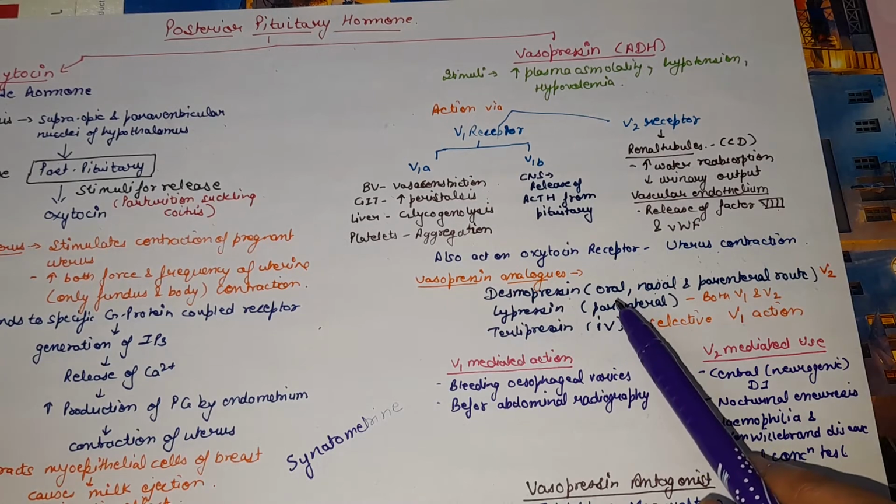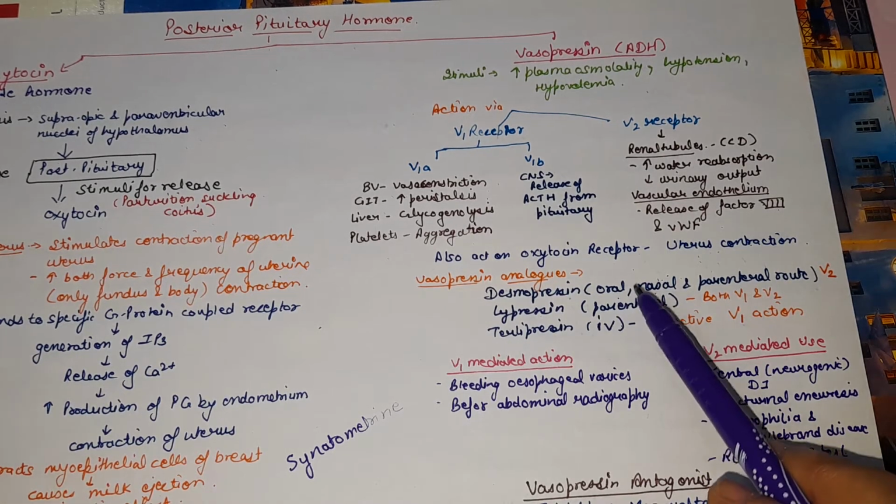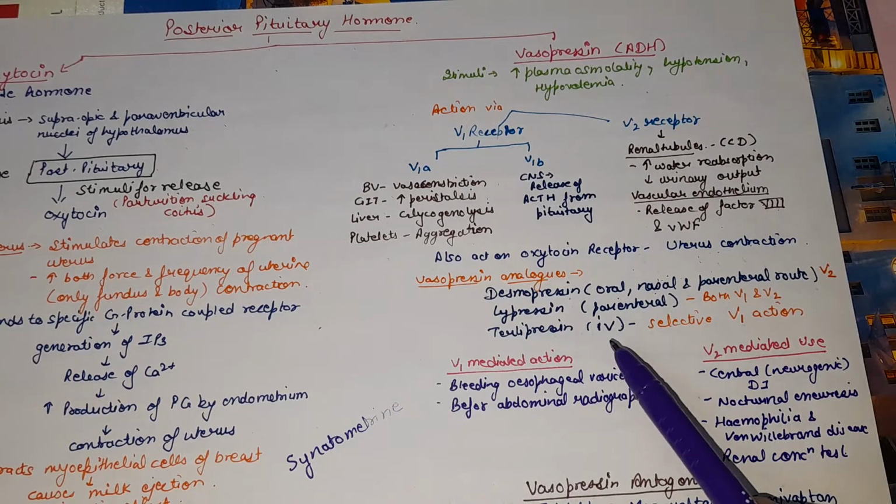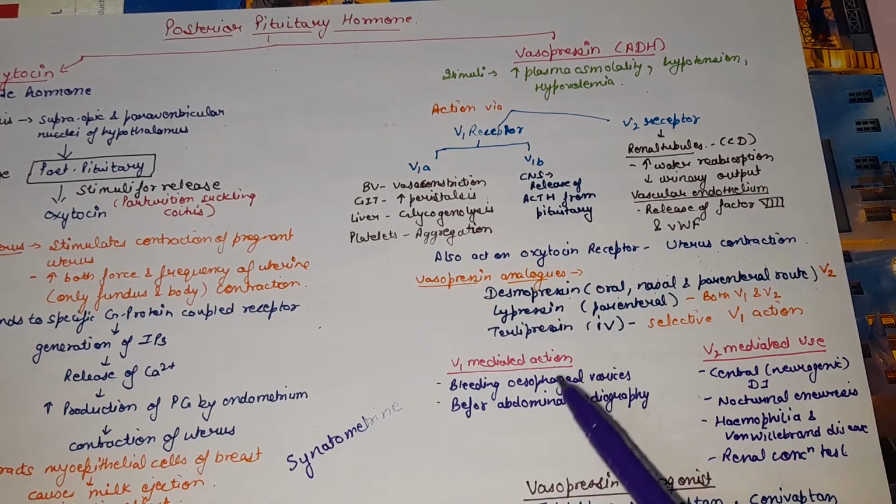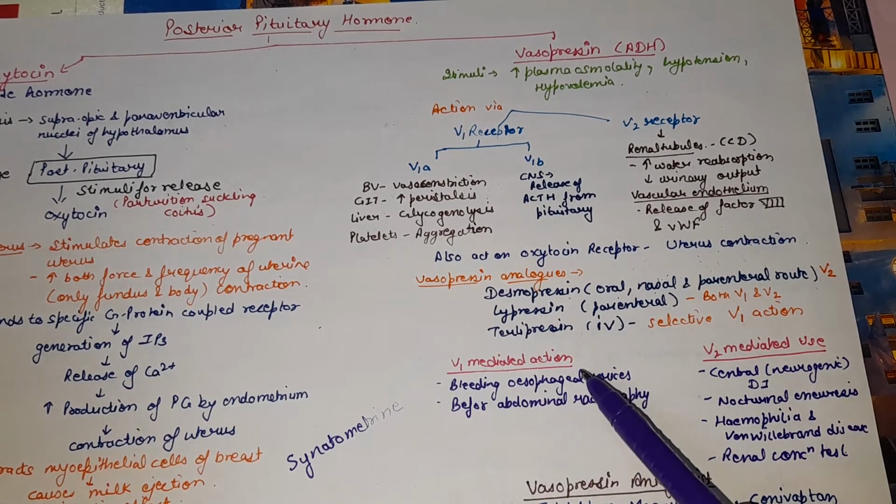Uses of vasopressin. Vasopressin acts via the V1 receptor, and the use according to the V1 receptor is that it stops bleeding from esophageal varices. How does it stop the bleeding? By acting on the V1 receptor, it constricts the mesenteric blood vessels and causes decreased blood flow through the portal vessels, which reduces pressure in the varices and it stops bleeding.